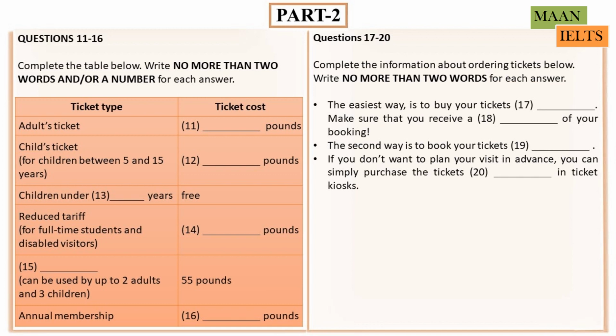If you can't wait to visit these famous historical places, and have already chosen your ticket type, then it's time to order tickets. The first and the easiest way is to buy your tickets online. To do this, you should visit our site and select a date, then make a payment. Make sure that after the payment is completed, you receive a confirmation email of your booking.